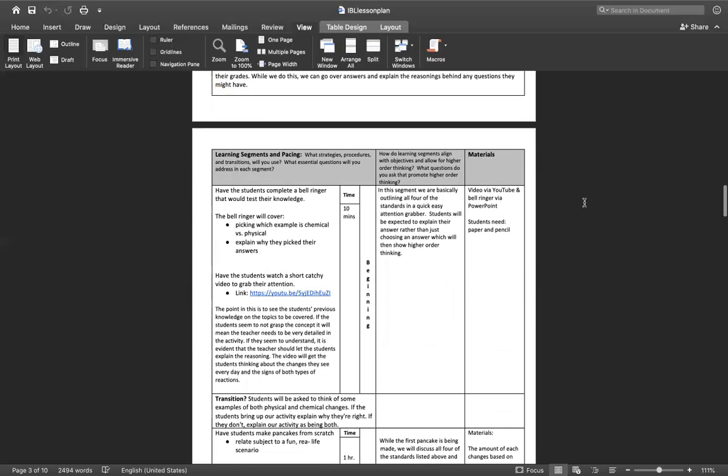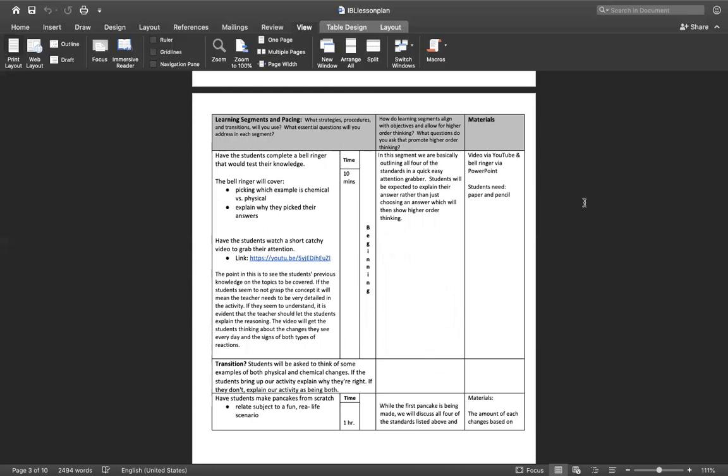At the beginning of the lesson, we're going to take about 10 minutes to reintroduce them to the subject. So we'll have the students complete a bell ringer over their previous knowledge, which will be picking the examples of chemical and physical change and explaining why they picked it. We'll also have a YouTube video that is really catchy and intrigues them into remembering what they learned yesterday. The point of this is to see that if the students don't get it very well, then we can go into detail with them.